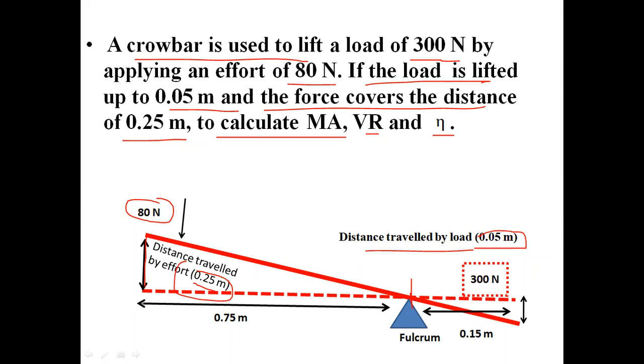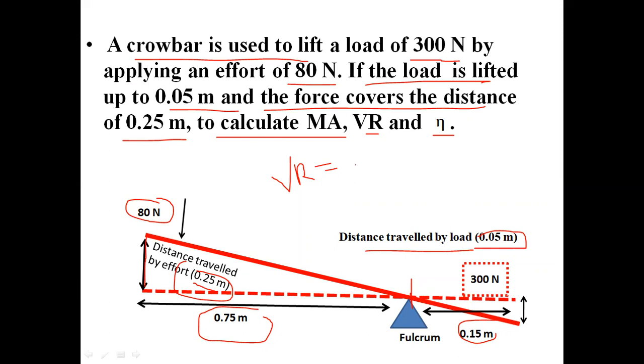Another thing also given there is the distance between effort and fulcrum, and the distance between load and fulcrum. Why are two values given here? Two values are given to make your concept clear, that we can calculate the VR by using two formulas. One is by using the distance travelled by effort and distance travelled by load. Another one is the length between the fulcrum and effort. By using both values, we can calculate the VR.